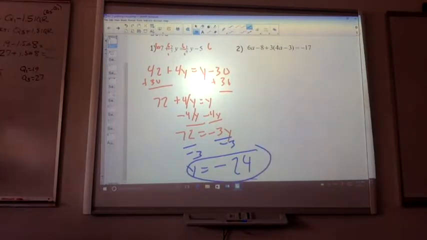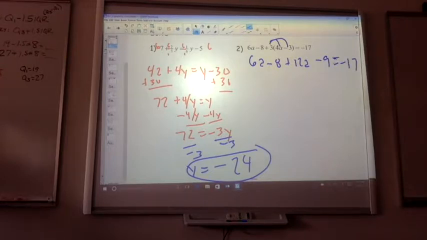Problem number 2. What should I do first? Should I add 8 and 3 together? No, why not? That's out of order of operations, right? So what am I going to do with the 3 first? Distribute. Distribute the 3 here and here. So I have 6a minus 8 plus 12a minus 9 equals -17. We good so far? Yeah.